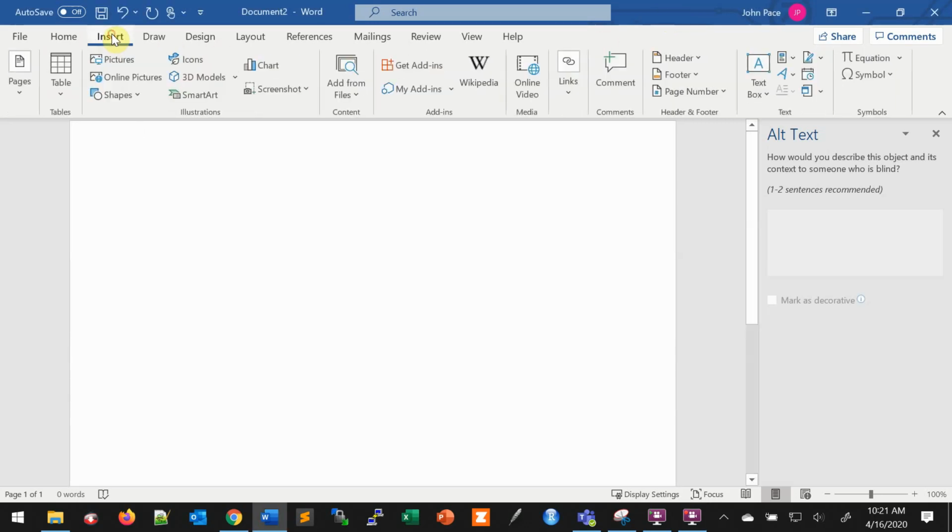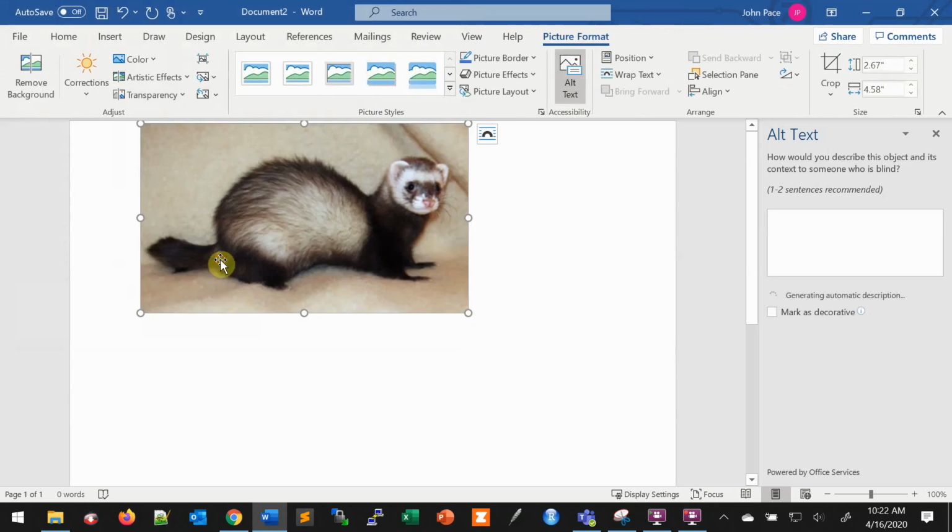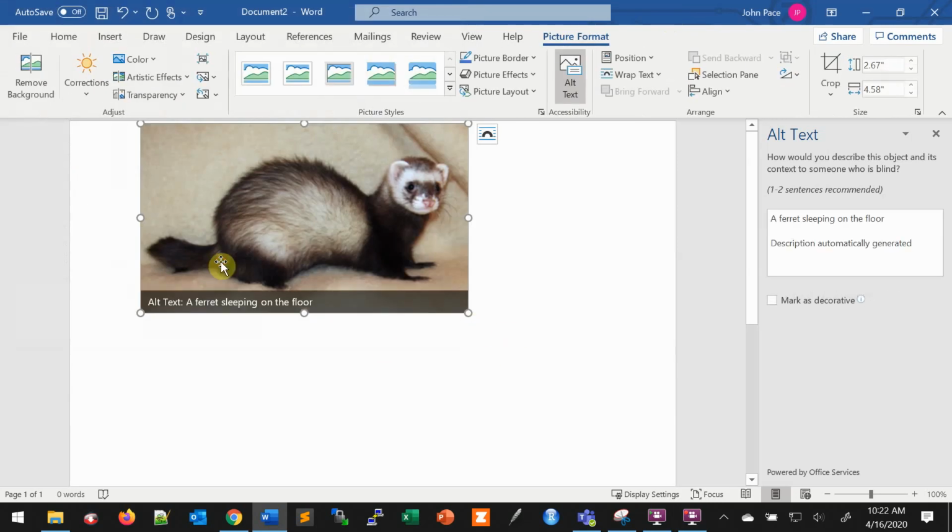So the first one I'm going to do is insert a picture of a little animal called a ferret. If you notice, the caption it generated is "a ferret sleeping on the floor." Pretty good. To recognize an actual ferret, I think, is a very good classification, because this looks a lot like a cat, and so it could have easily called it a cat, but it actually classified it as a ferret.